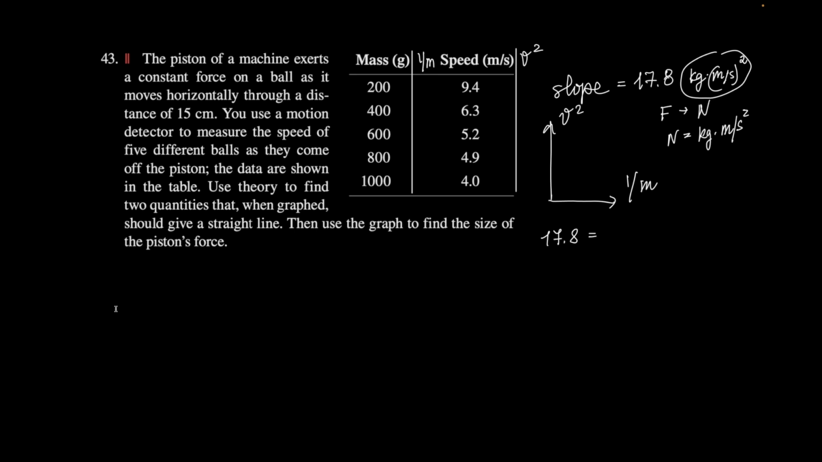17.8 is force times 2 displacements. 2 displacements is 0.3 because the displacement is said to be 15 centimeters. So when I multiply it by 2 and convert it to meters, I get 0.3. Then force equals 17.8 divided by 0.3, about 59 newtons.